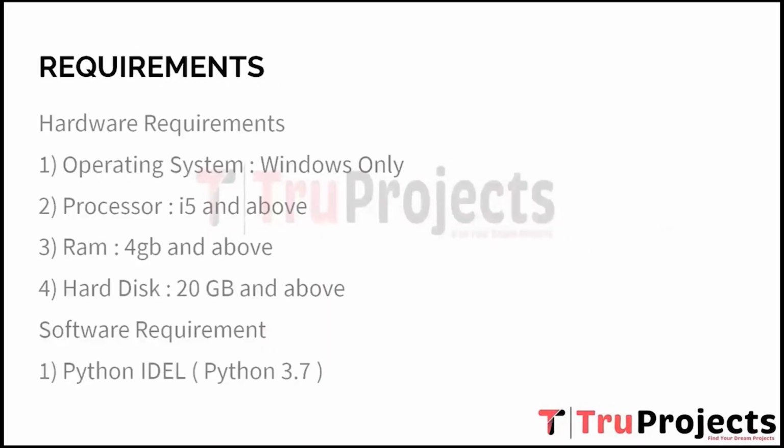So now coming to the requirements part, we have two types of requirements, that are hardware requirements and software requirements. In hardware requirements, operating system as Windows is required, processor i5 and above, minimum 4 GB of RAM is required, hard disk 20 GB and above. Coming to the software requirement part, Python IDE, and that is version 3.7, is required.